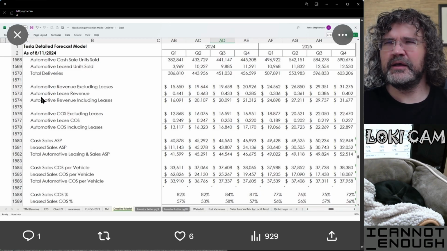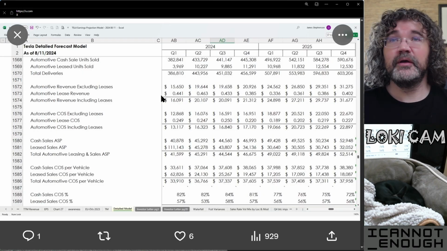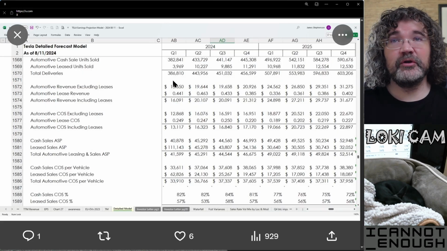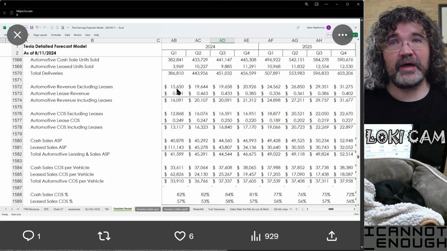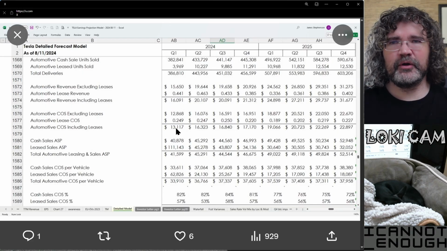And then you can look at this for automotive revenue in total, including leases, automotive lease revenue, which they give you, and automotive revenue excluding leases is just this number minus that number, right? Same deal. So this is how I arrive at these numbers to go on those charts.